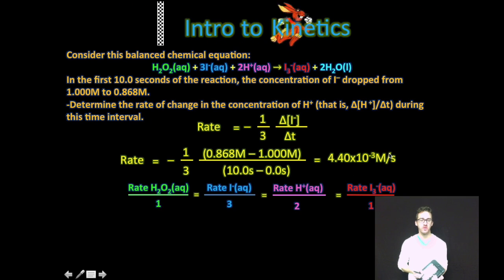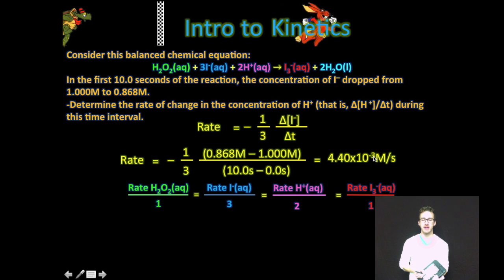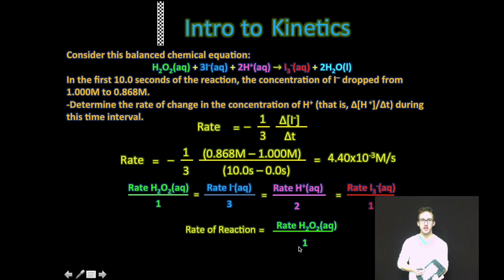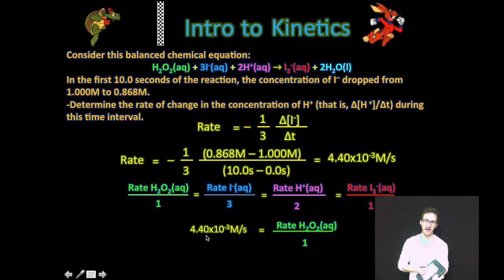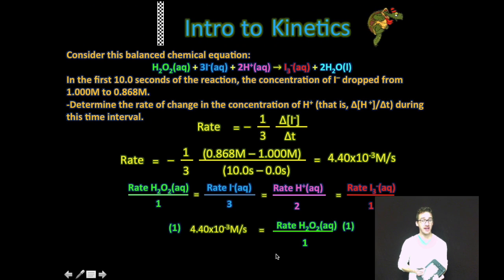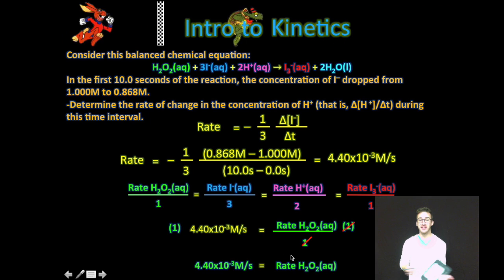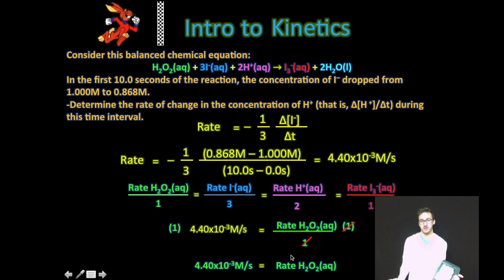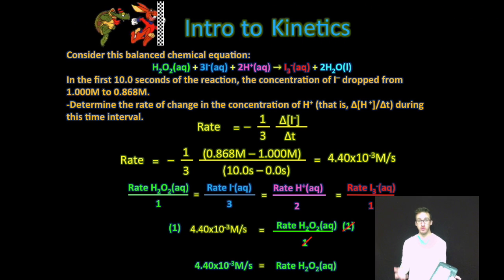And it's important to note that we've already determined the rate of the reaction based on the change in concentration of the iodide ion. So let's first determine the rate of change of the concentration of the hydrogen peroxide. Note that it has a coefficient of 1 in the balanced chemical equation. So if we know the rate of the reaction is 4.4 times 10 to the minus 3 molarity per second, recognize that the rate of consumption of the hydrogen peroxide is also going to be 4.40 times 10 to the minus 3 molarity per second.